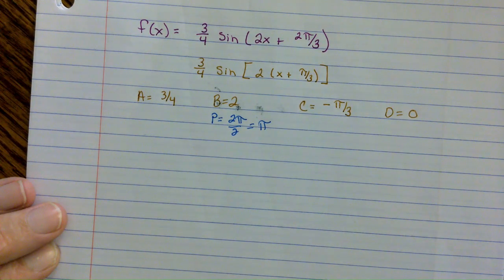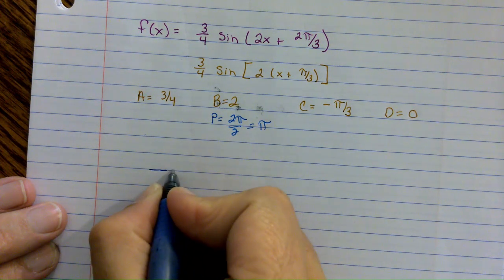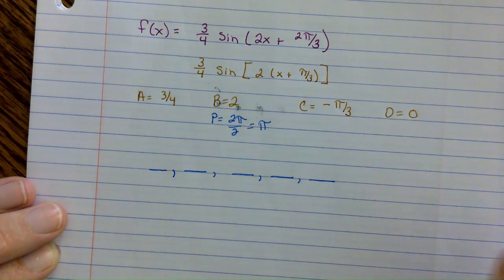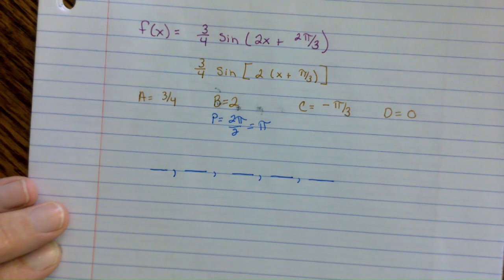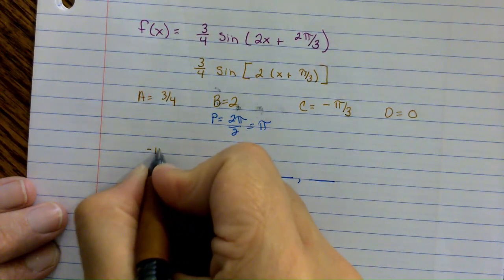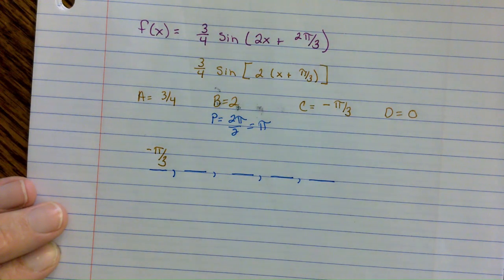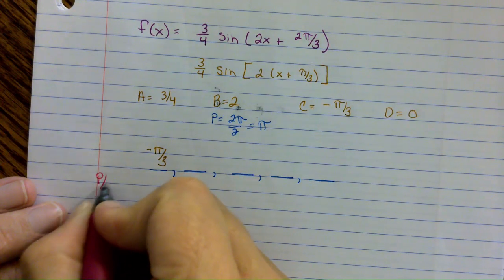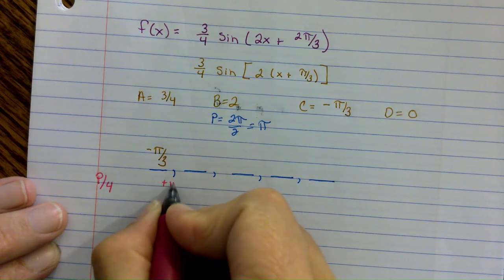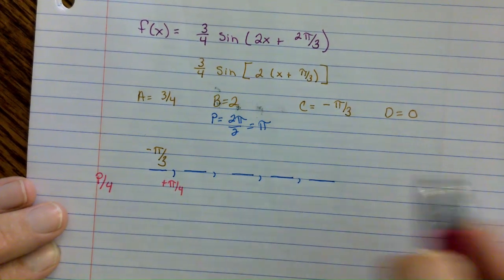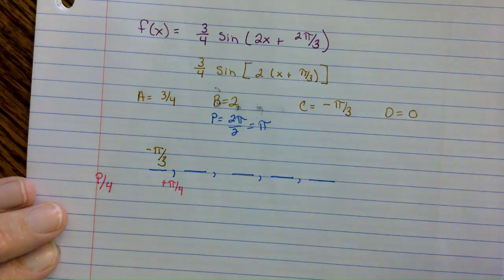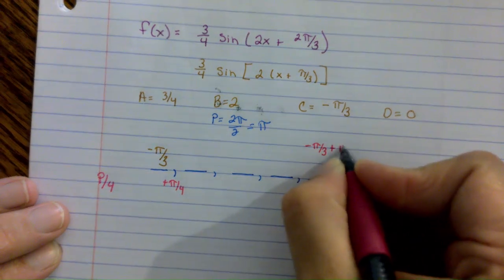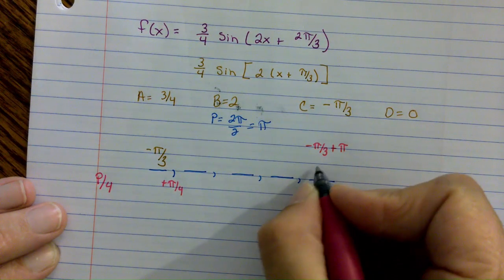Okay. So 1, 2, 3, 4, 5. We are going to start at negative pi over 3. And if we take our period and divide it by 4, we get pi over 4. So we're going to add pi over 4 each time, because we know negative 1/3 plus 1 whole is going to be 2/3 of a pi.